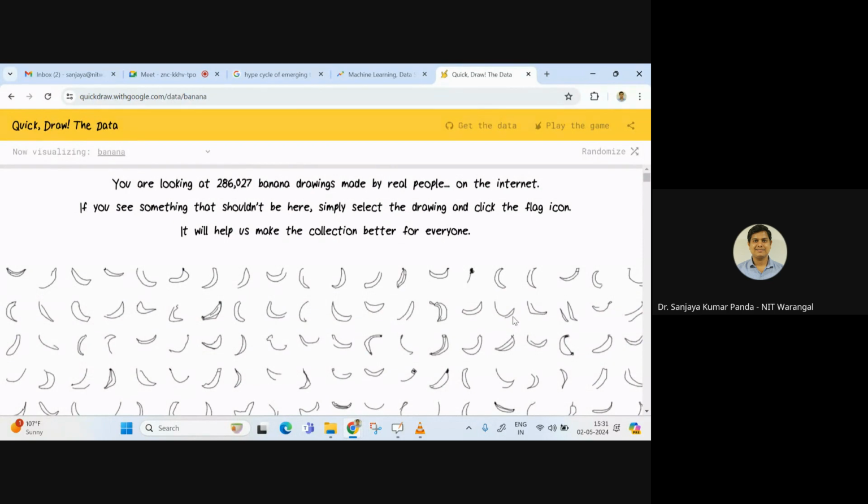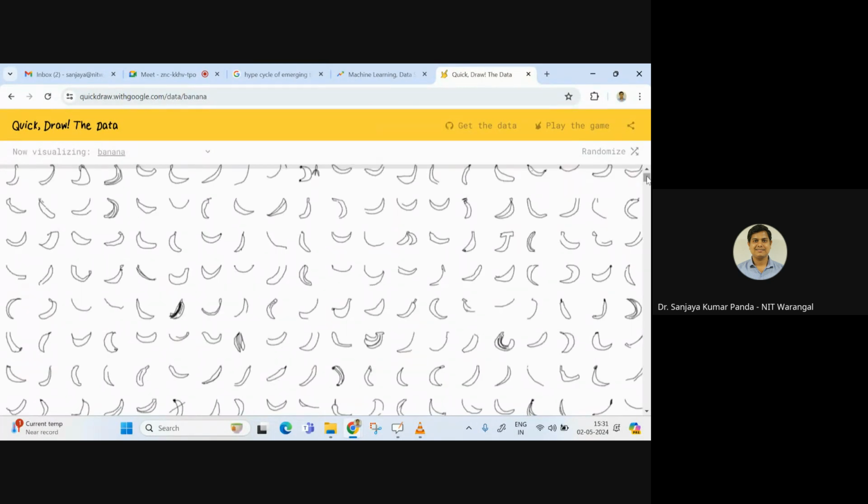Okay, so you can see 2,86,027 images of banana are there. Many people draw different types of images. Based upon that, whenever you draw an image which matches this particular pattern, then you can say it is a banana.